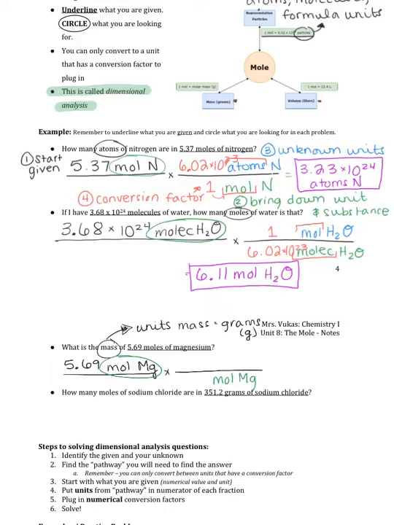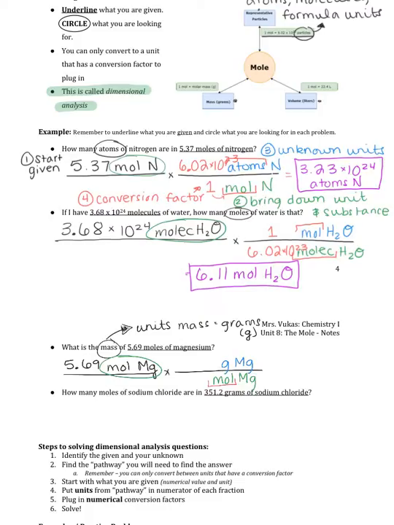We were given moles of magnesium. We want to bring that down to the bottom. Step 3 is to put your unknown units on top. Now we're looking for the mass. That means our unknown units are grams of magnesium.